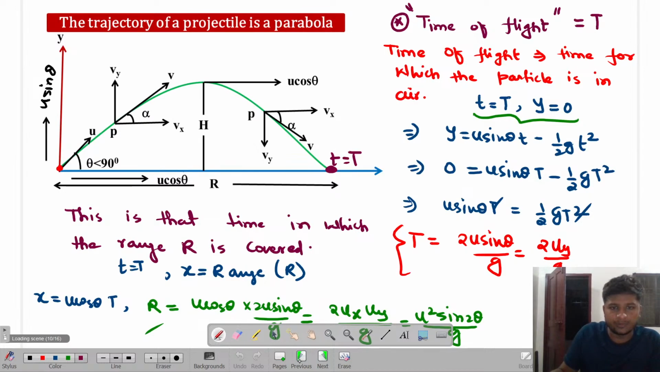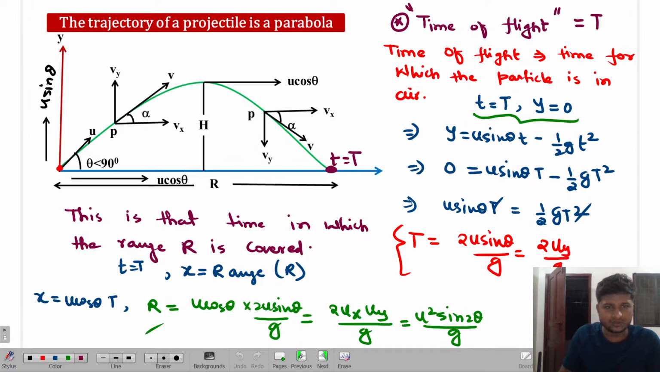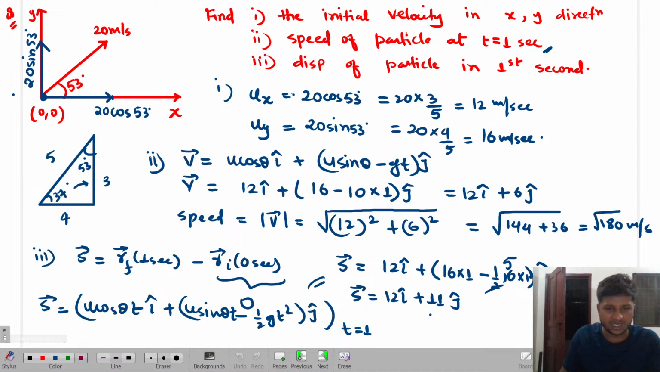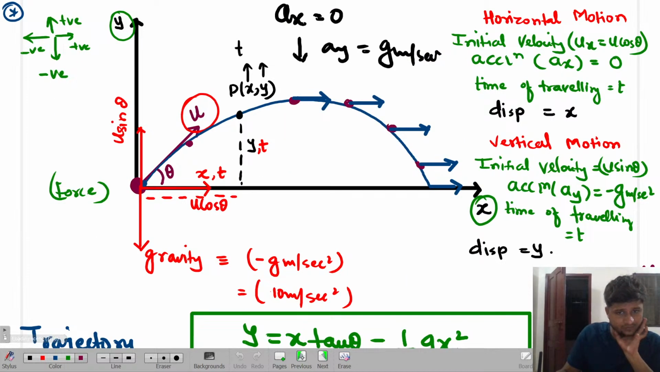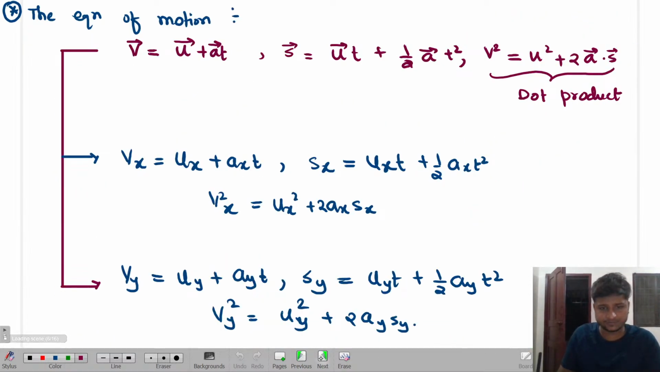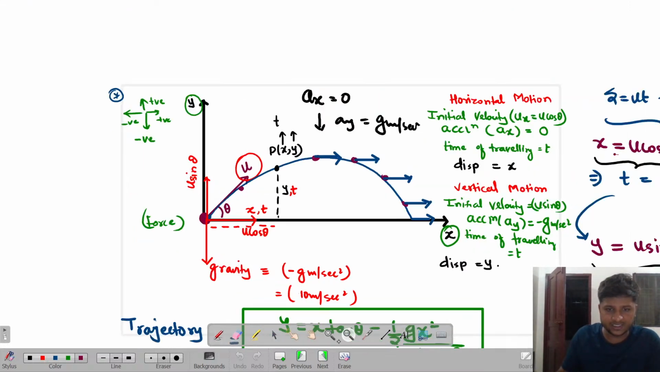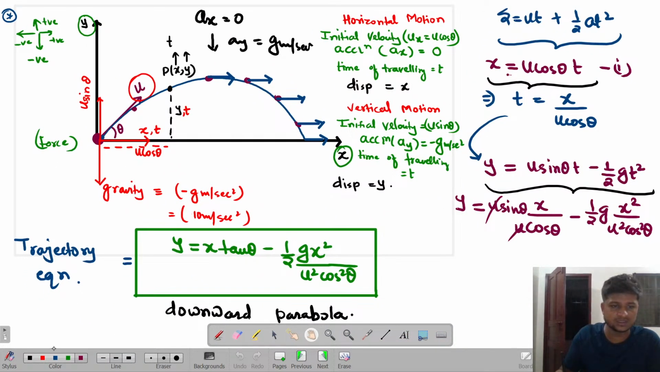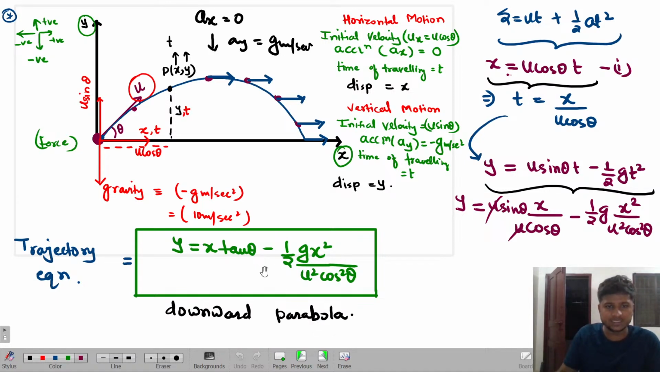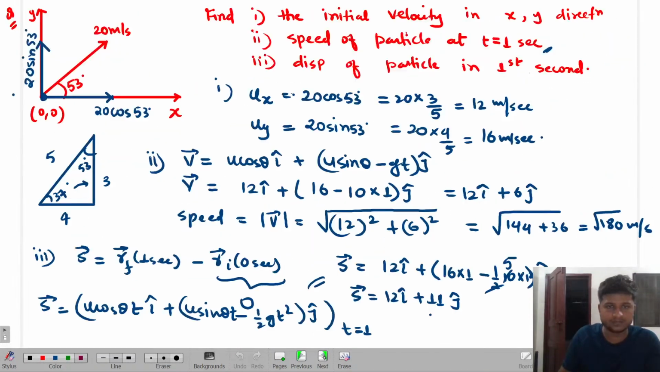Earlier, we found out how to find the different cases of projectile, how to do the calculation, how to find the parabolic equation, and how to write the velocity equation. We also wrote the trajectory equation of the projectile, which was given as x tan theta minus half g x square by u square cos square theta.